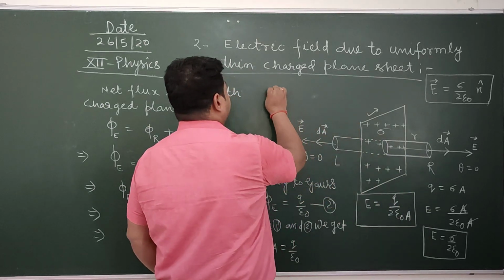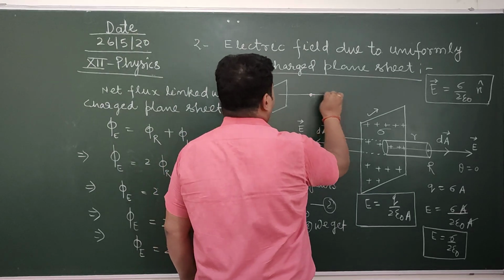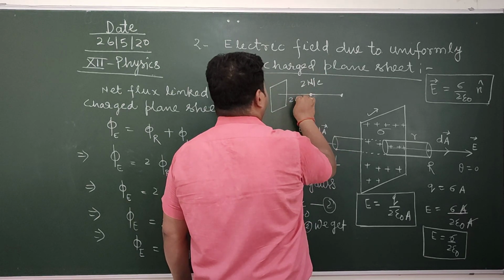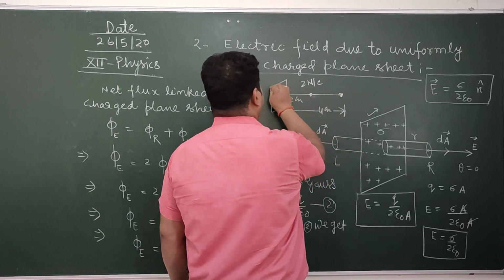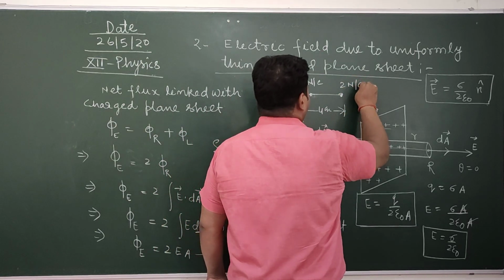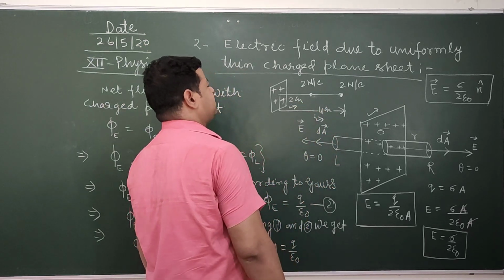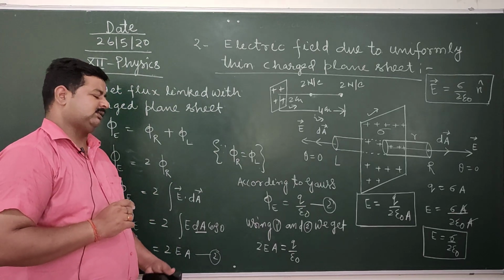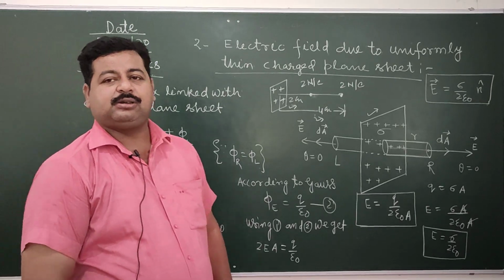If anyone asks a question like: if the electric field at a point is 2 Newton per Coulomb at a distance of 2 centimeter, then what will be the electric field at 4 centimeter due to this charge plane sheet? The answer is 2 Newton per Coulomb, because in the expression there is no distance. So electric field does not depend upon the distance from the charge plane sheet. Clear? So this is the second application of Gauss theorem.